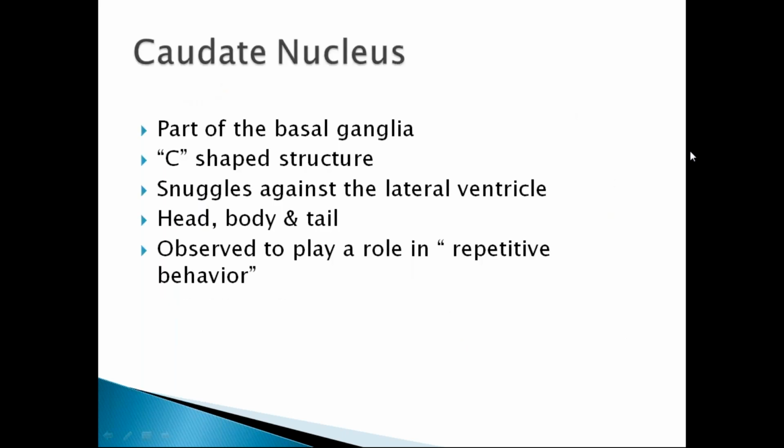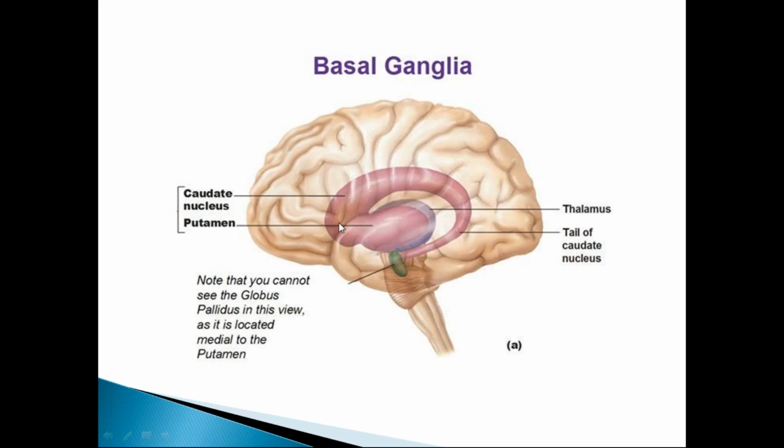The caudate nucleus, it's part of this basal ganglia. It's a C-shaped structure. It snuggles against the lateral ventricles. It has a head, body, and a tail. And it's observed to play a role in repetitive behavior, like OCD. So here we go. Here is the caudate nucleus. You can see that it's C-shaped. It has a tail over here. This is the putamen. It's up by the head. Here's your thalamus. And then, of course, the globus pallidus we cannot see.